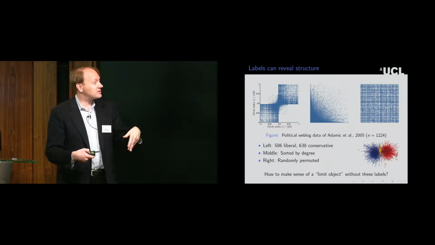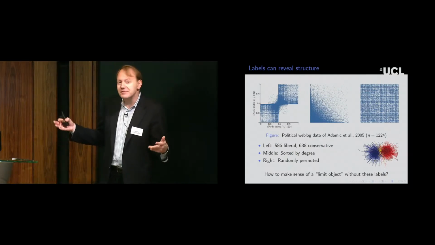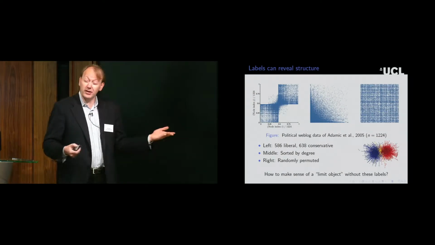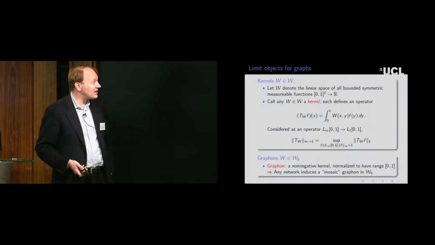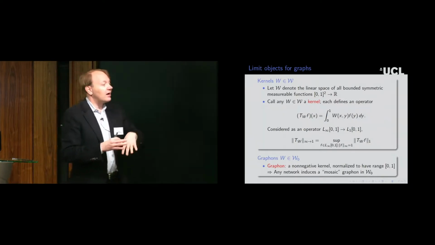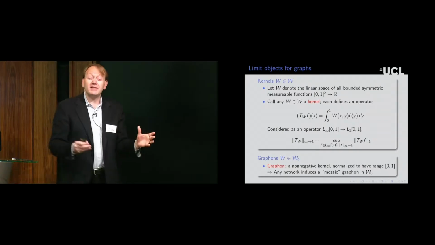Okay? And so that means that we're not going to be able to use the sort of standard norms that we would expect to use in setting up a problem like this. We're going to have to work a little bit harder. So let me tell you about that. So the first thing we need are things called kernels, and these are going to give us our limit objects.